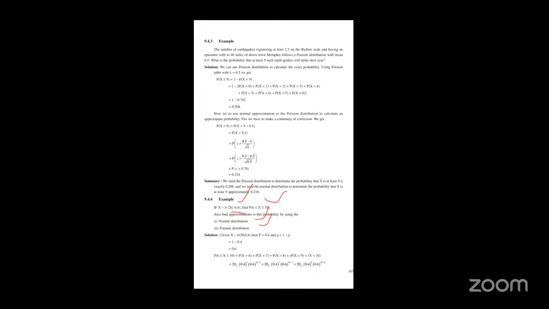What is given in every question? First, you need to write what is given in the question. So x follows b of 20 comma 0.5. Then what are p and q? Binomial distribution or Bernoulli distribution, so we have different things.